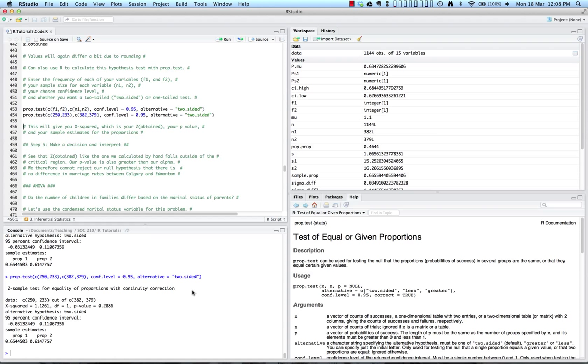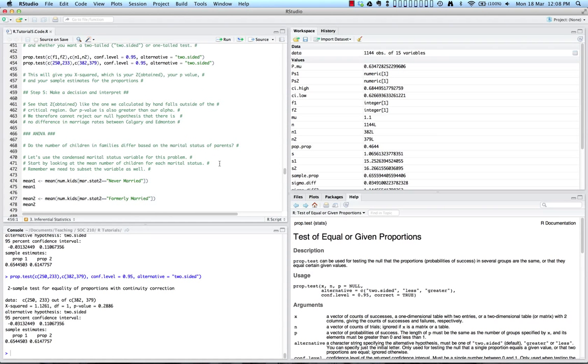As a final topic in this tutorial, we're going to review ANOVA. So we're going to calculate the analysis of variance when we're conducting hypothesis tests with more than 2 categories in our independent variable. Our question here is, do the number of children in families differ based upon the marital status of parents? Let's use the condensed marital status variable for this problem. So we'll be using mar.stat2 in this problem.